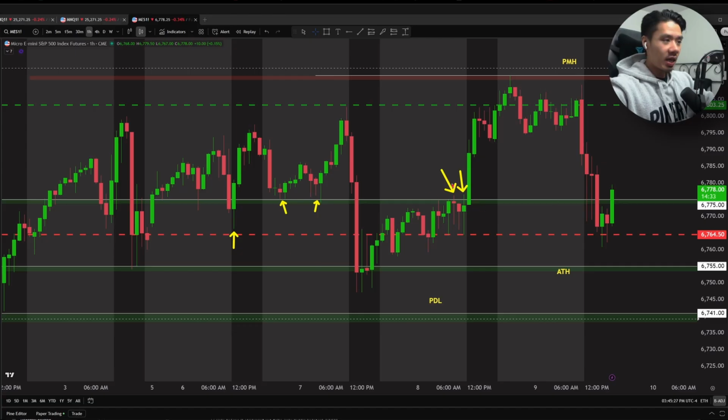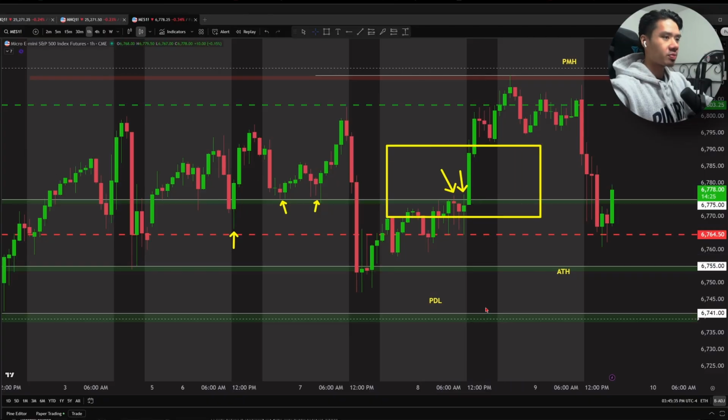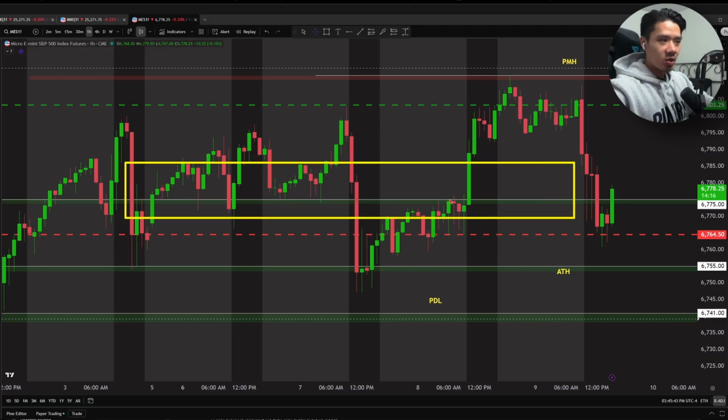So when I had my game plan, I said I'm only going to take the break and retest long if the Nasdaq gets above this zone right here. So it doesn't matter if the ES gets above the zone, because this whole chart right here is messy. I don't care if the ES goes above the zone, because the level is choppy, and I'm only gonna wait for the Nasdaq to break above.